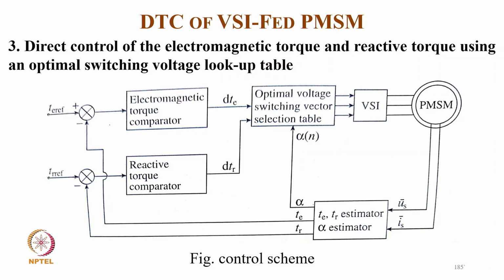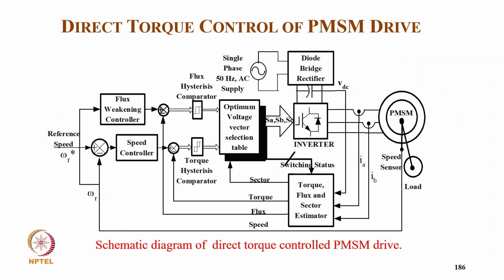And from voltage and currents, we estimate the torque, both active torque and reactive torque. And then we have an electromagnetic torque controller and a reactive torque controller. We give the two errors, and with the sector, we get the optimal switching vector selection table for the voltage source inverter and motor. And this is the schematic diagram of direct control.